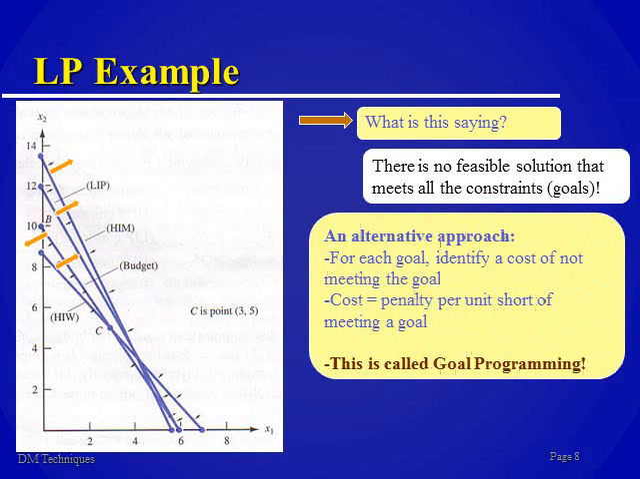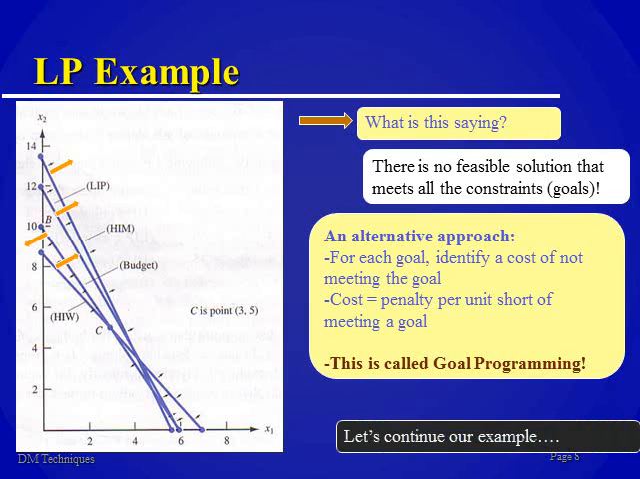Another thing that we can do is try to minimize deviation from goals. In order to do that, for each goal, we need to identify a cost of not meeting the goal, or a penalty. This cost is a penalty per unit short of meeting a goal. If you set it up like this, you are doing what is called goal programming. The idea in goal programming is to minimize deviations from goals, and it specifically deals with problems such as these where you don't have a feasible solution. Sometimes you're dealing with so many constraints that it's really hard or impossible to find a feasible solution. In problems such as those, goal programming is a good solution approach.